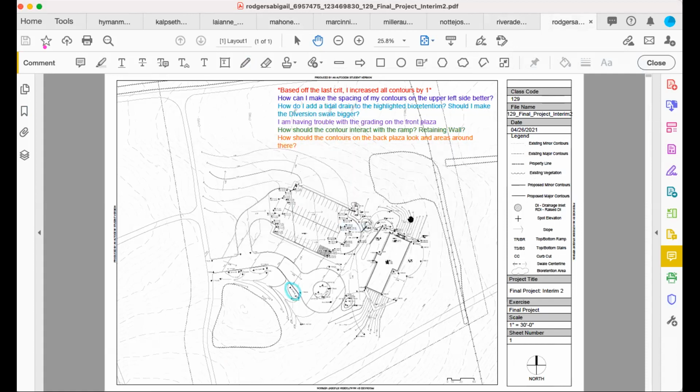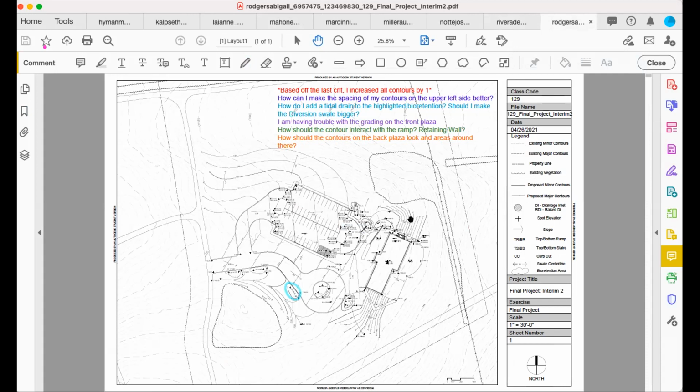Increase all the contours by 1. Can make the spacing of the contours on the upper left side better. Add a drain to the highlighted bioretention. Should I make the divergent swell bigger? You have enough space for the divergent swell.